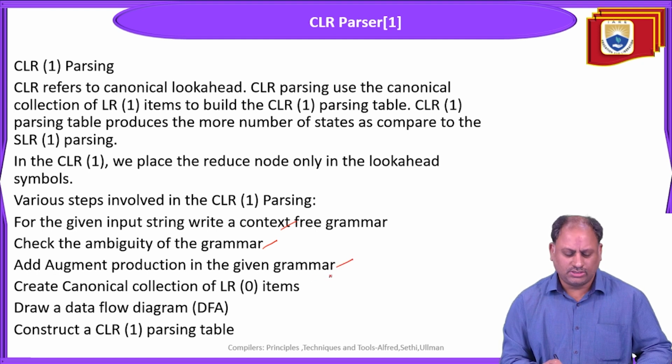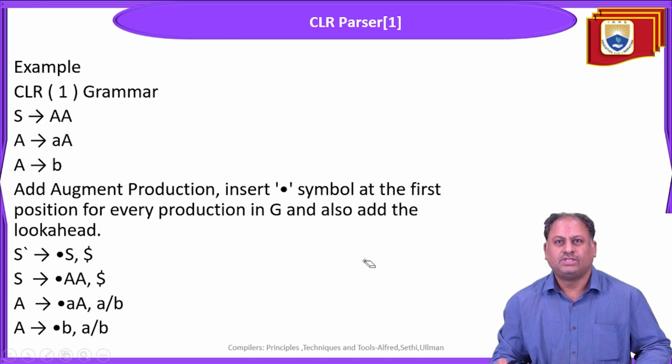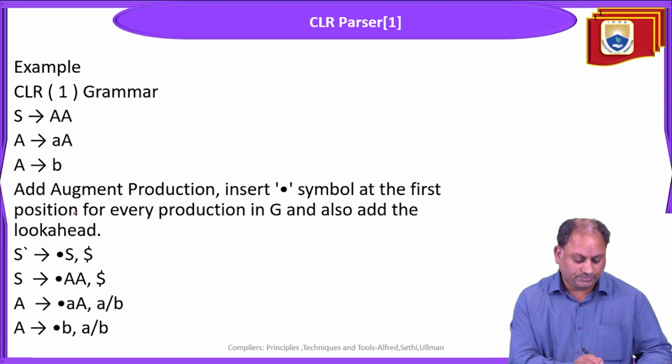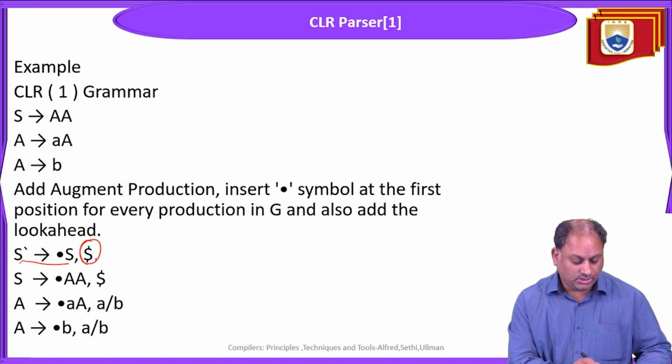we add the initial augmented production, then find the canonical collection of LR(0) items, draw the flow diagram, and then the parsing table. While finding the canonical collection of items initially, this step is common with the previous SLR parser, that is adding the augmented production. But here in the canonical list of items we have to include a first of this one. So what is the first of S?